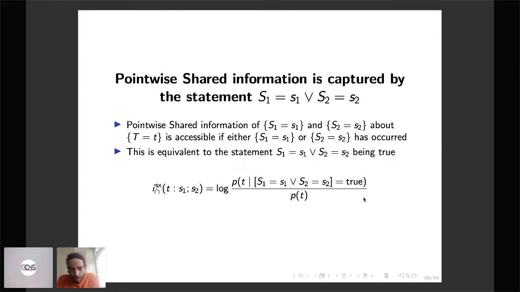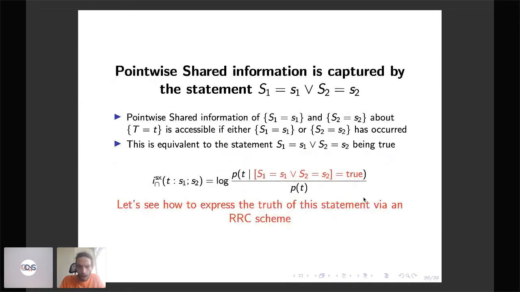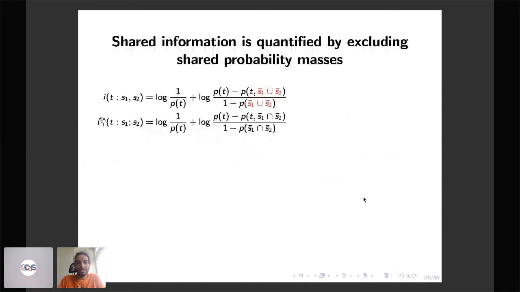So the same thing we are going to do here, because shared information is tightly related to the statement that S1 has occurred or S2 has occurred. So we're going to see the effect of this statement on T and then compare it to P of T, and then basically say, okay, this is how we quantify shared information. So let's see how we are going to do it with exclusions.